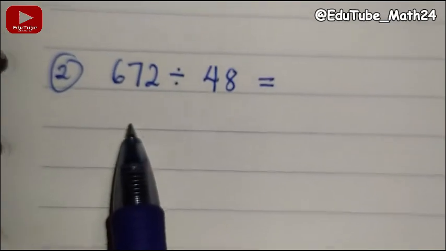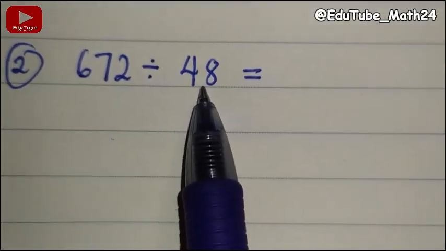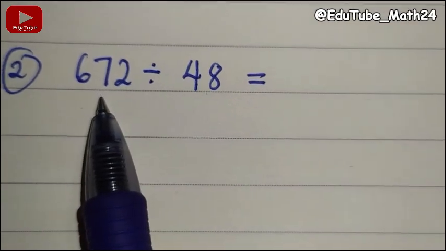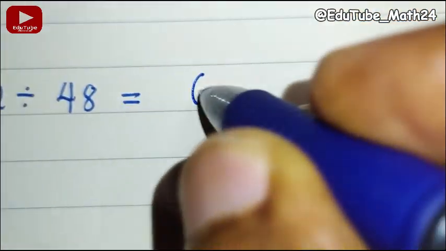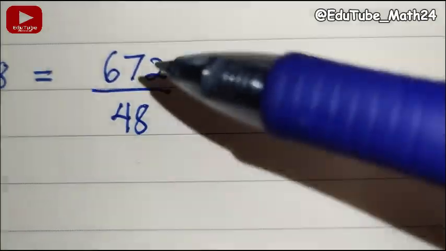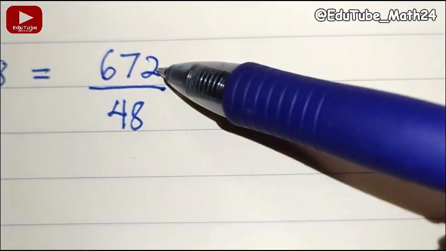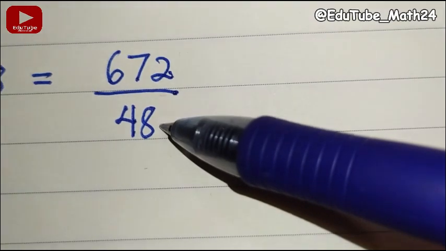Now let's look at example number 2. 672 divided by 48, still using the reduction method. So I'll write 672 divided by 48. Now, this number here ends with 2, and this number here ends with 8. That means their common factor is still what?